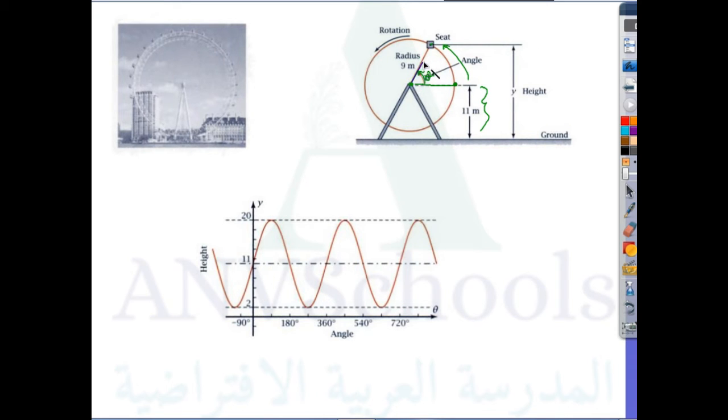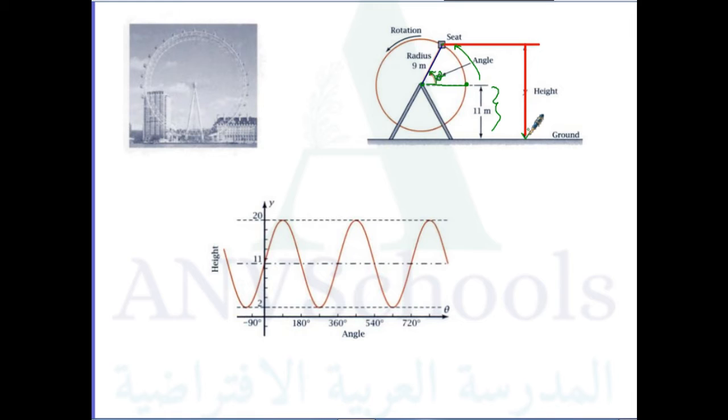So this is the radius, right? And from there we could compute for the position of the ride, or the seat here, with respect to the ground, and that's what we call height. Okay, so that's our height from the ground, and this is your y.